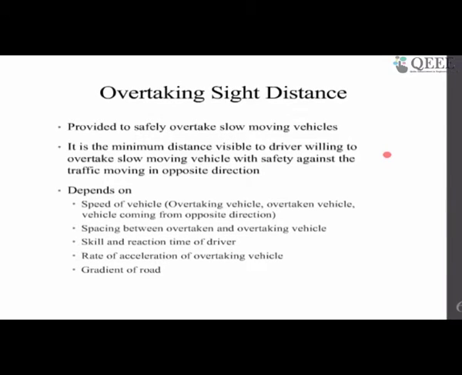Now the second part is the overtaking side distance. The overtaking side distance we need to provide in a highway so that the slow moving vehicle can be passed by the high speed or the fast moving vehicle. Whenever we are doing this, we need to make sure that the complete operation takes place without any hazard. Means in a highway, a vehicle can come from the opposite direction. It should not get into a head-on collision in this state.